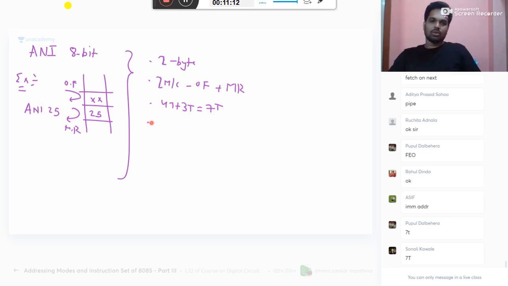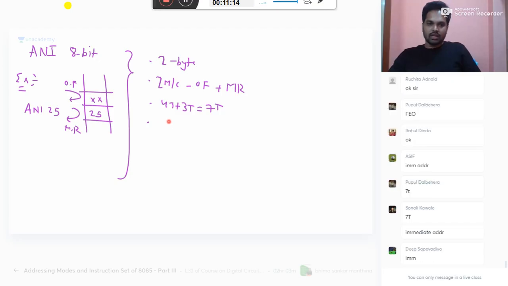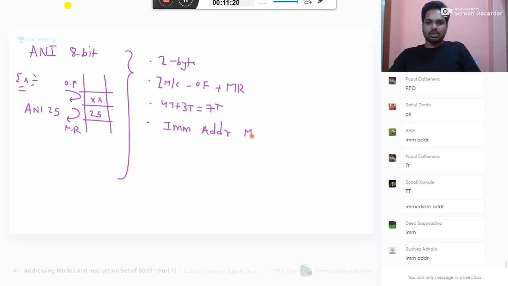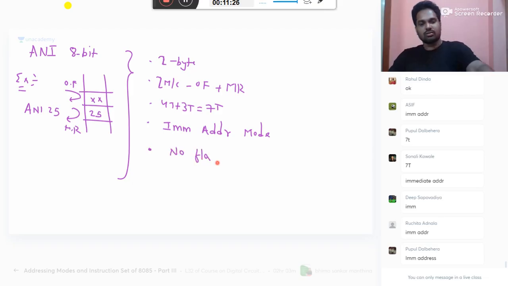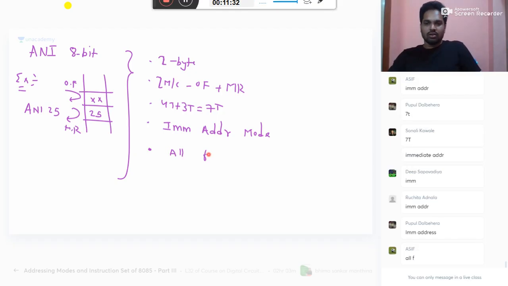Okay, I will go a little fast because we are discussing similar things. Next one: AND accumulator with memory M. Here what happens? Accumulator is AND operated with what? The contents of the HL register pair.